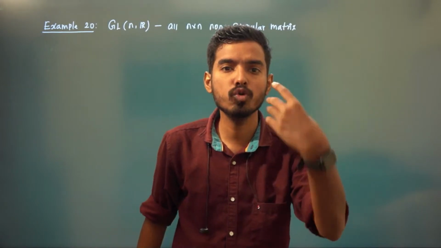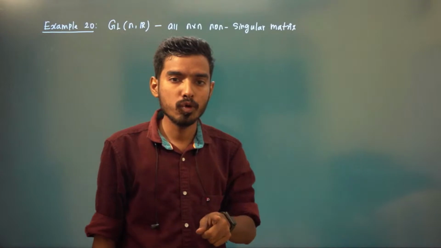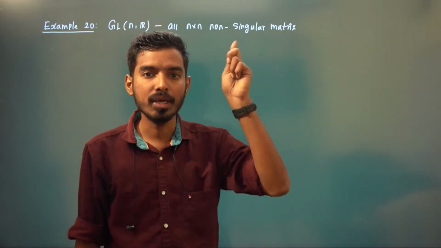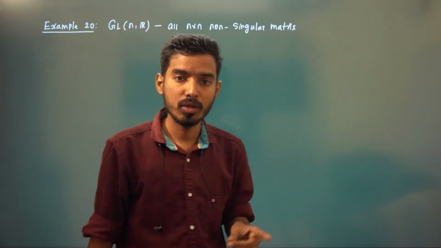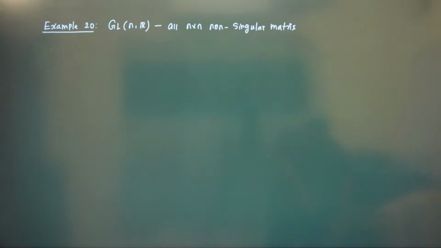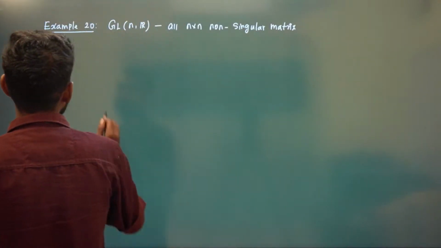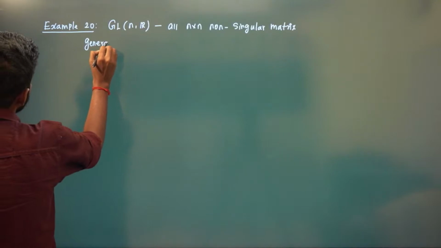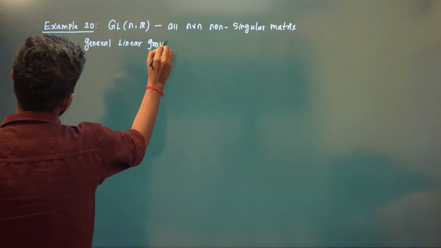If you put n equal to 2, it consists of all 2 by 2 matrices whose determinant is non-zero. If you put n equal to 3, all 3 by 3 matrices whose determinant is non-zero. If you take n equal to 4, all 4 by 4 matrices whose determinant is non-zero. So it is called the general linear group.